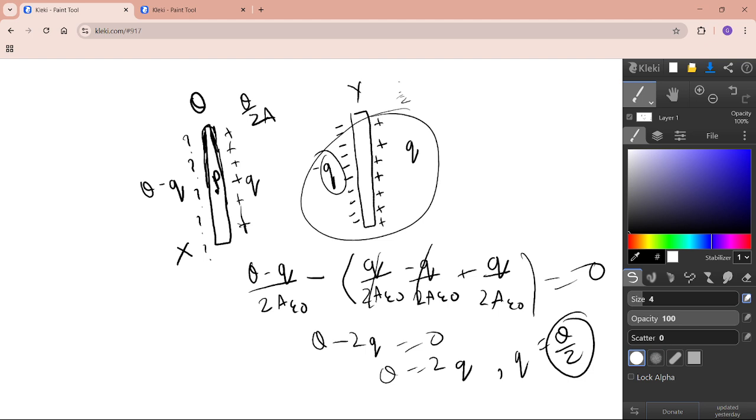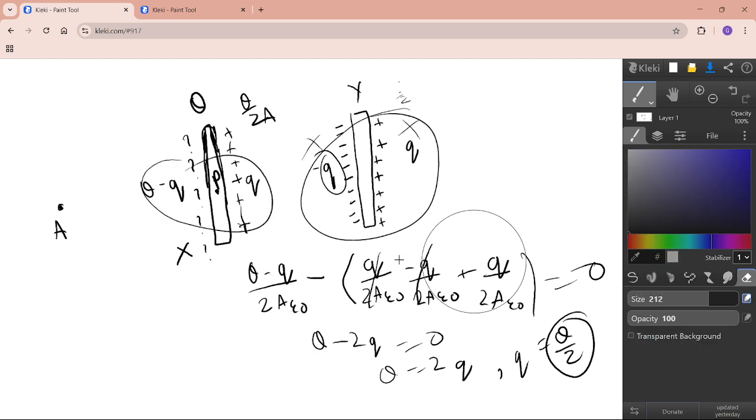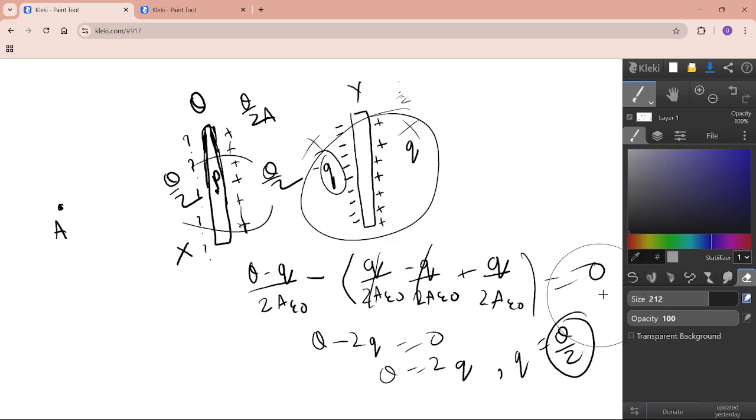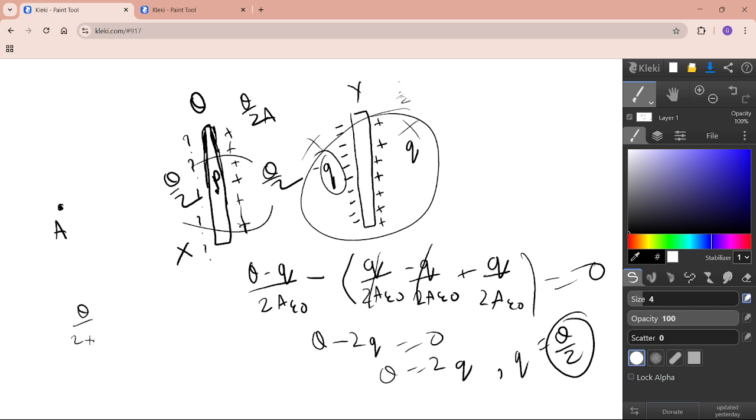Now, the second question is the electric field at a point to the left of the plate. To the left means here, let's take it as a point A. This has no electric field. The only electric field is because of this. We have calculated it's Q by 2, so it's Q by 2 on both sides. Now the net field is not because of this, but only because of this. Sigma by 2 epsilon naught. Because they are on the same side, we can directly add.